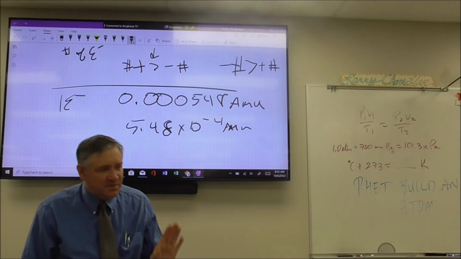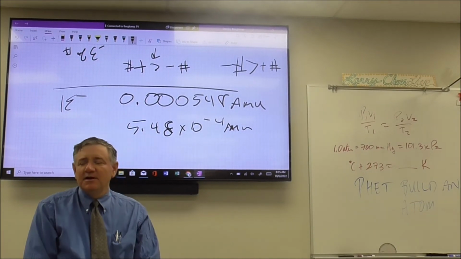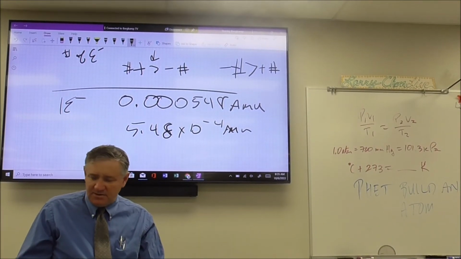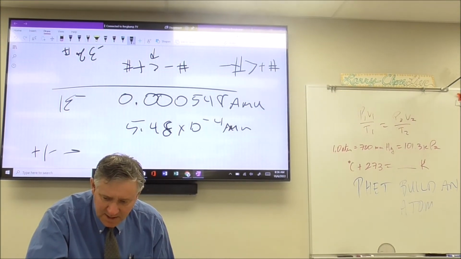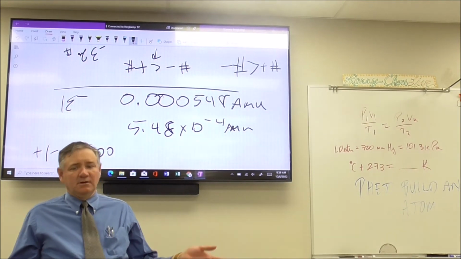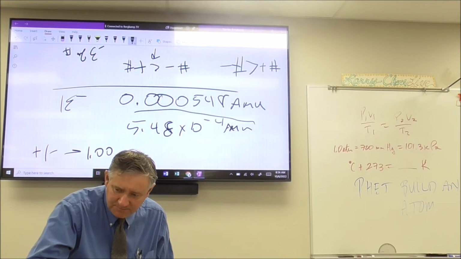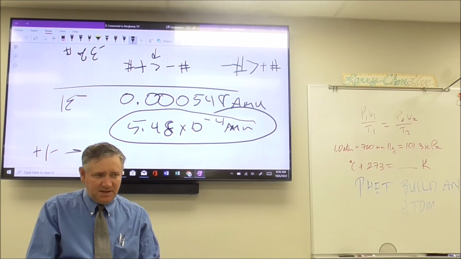I'm never going to expect you to have that number memorized, okay? But here's what I am going to expect you to know. Each proton and each neutron has a relative atomic mass of 1. Okay, they're massive. Each electron has a relative atomic mass of 5.48 times 10 to the negative 4.